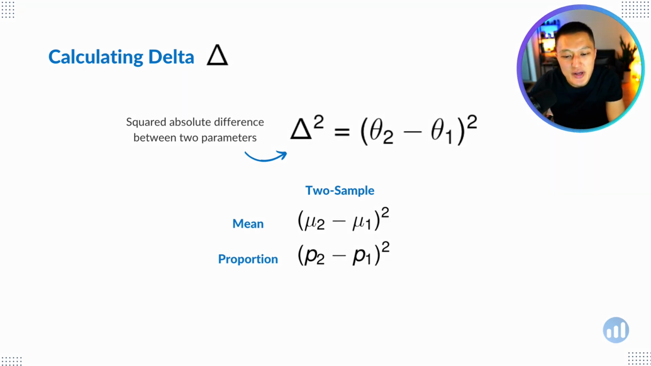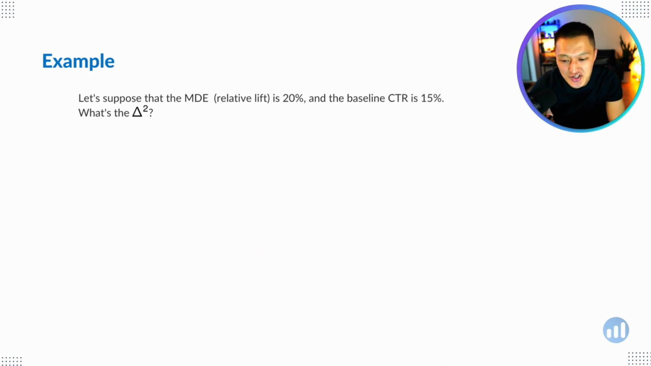Now let's see how we calculate delta squared in action. Suppose we're given the following problem. Let's suppose that the MDE, relative lift, is 20% and the baseline CTR is 15%. What's the delta squared?